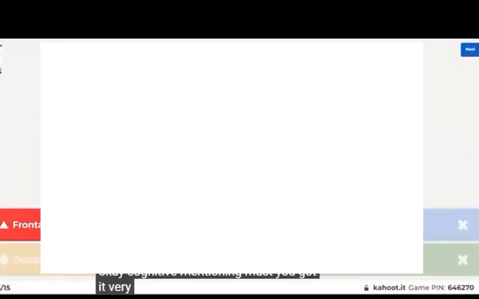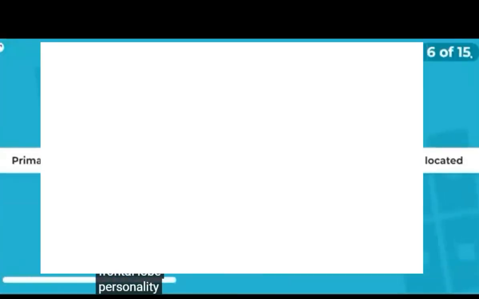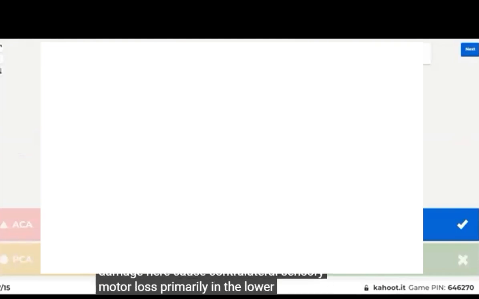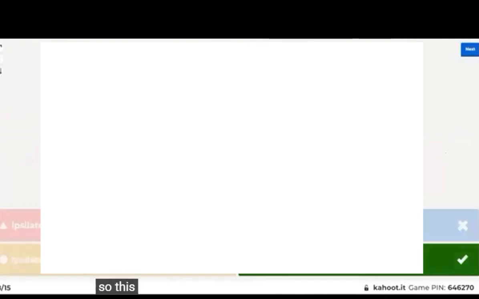Cognitive functioning, most of you got it, very good. It's going to be that frontal lobe personality. Vision's going to be the occipital. Damage here causes contralateral sensory and motor loss primarily in the face and upper extremity. That means it's happening out here. What supplies out here? Middle cerebral artery. If damage here caused contralateral sensory motor loss primarily in the lower extremity, then it would be the ACA. So this is the same type of question, just worded a little differently.